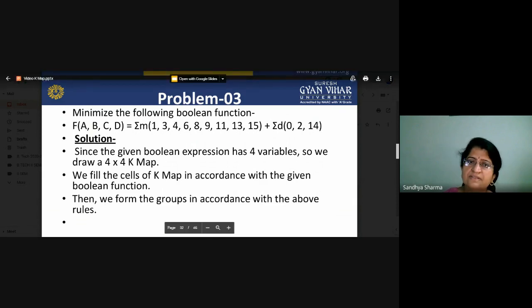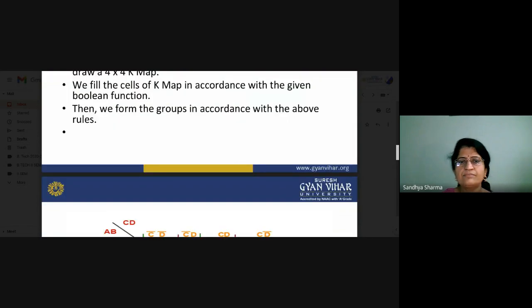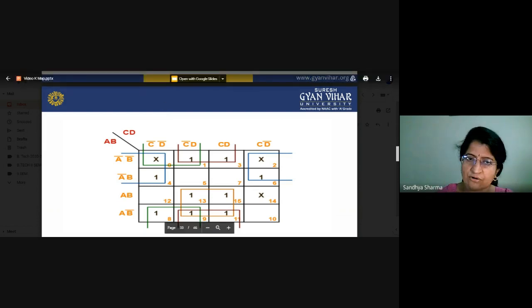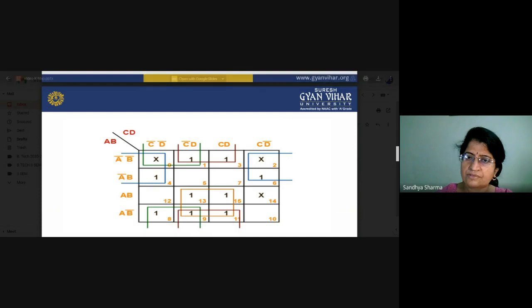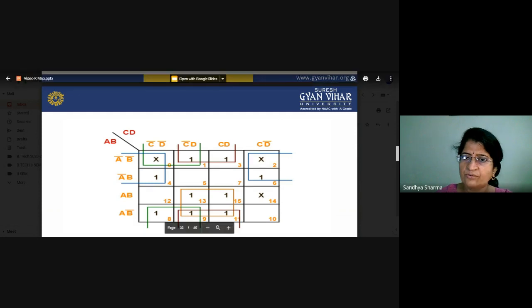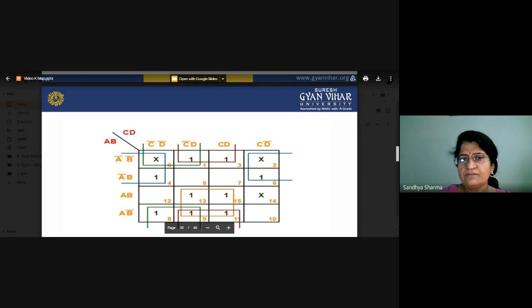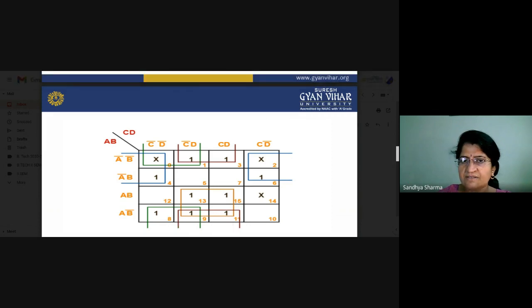We will see again there are 4 variables, so there is a 16-cell K-map. Again, whatever don't care conditions are given, you will mark with a cross. There are 3 don't care conditions, so there will be 3 crosses, and you can assume these crosses as a 1. Suppose you are making 3 ones and 1, so you can take a pair here. So this one is again sharing with this, you can make a pair.